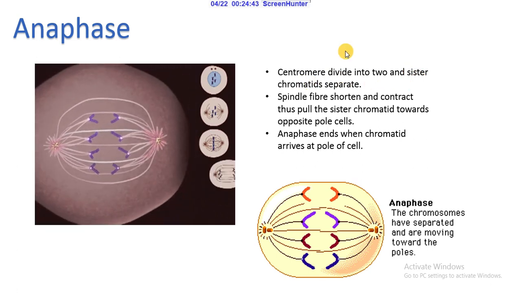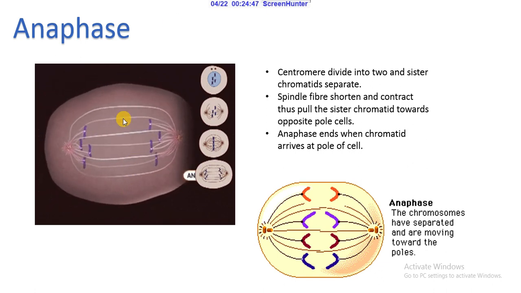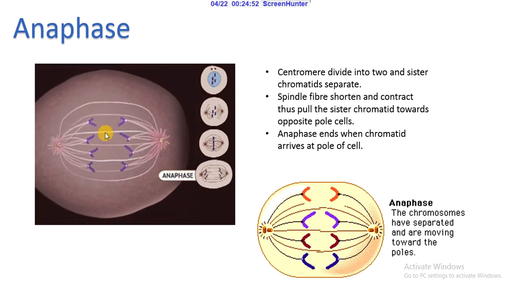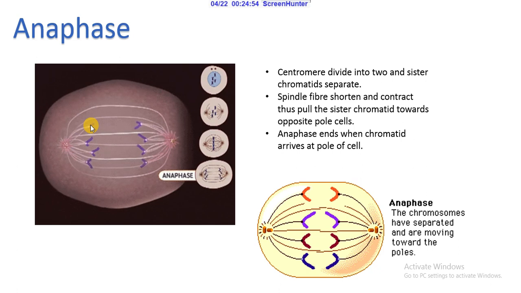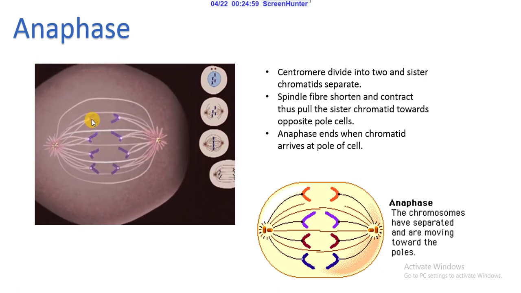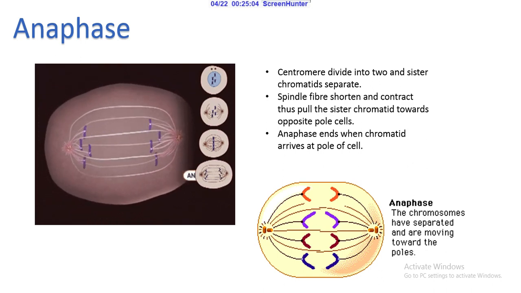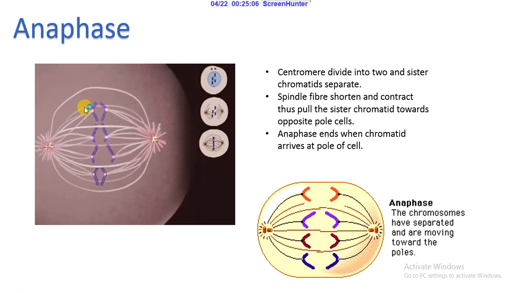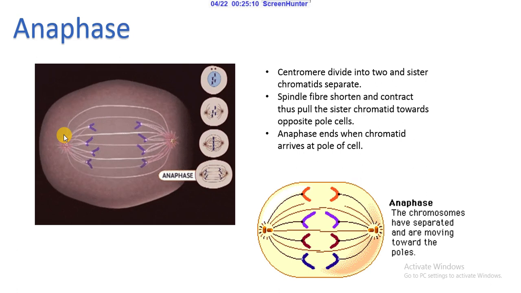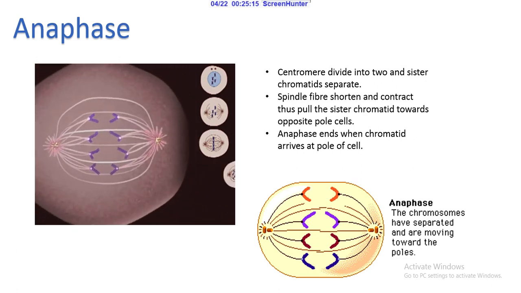Okay, so in anaphase, just now when you make a straight line at the center, at the equatorial plate, when you enter into anaphase, the centromere will be divided. It will split into two, following the sister chromatid. They separate, and then the spindle fiber will shorten and contract. So the spindle fiber will shorten, thus it will pull the sister chromatid towards the opposite pole, or towards the centriole.